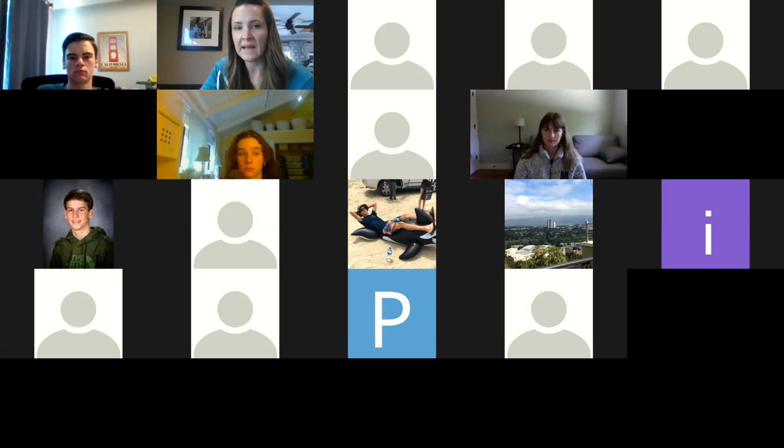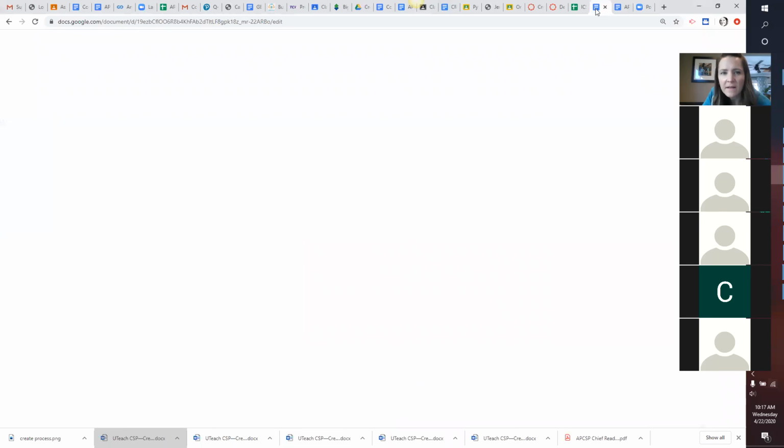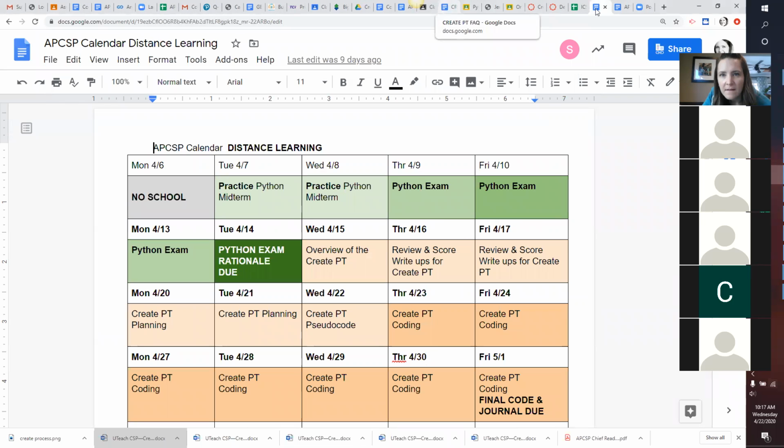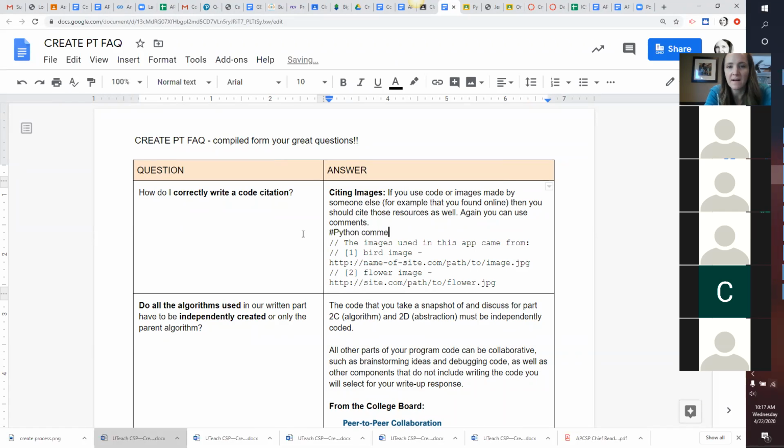In the frequently asked questions document, if you haven't already seen that, it looks like, let me see if I can find it really quick here. There we go. Looks like this. So how do I correctly code a citation? All of these answers I pulled from the College Board. One of the things you can do, I don't know if you recognize this, but when you see these 2 forward slashes, this is actually how you comment in JavaScript. In Python, if you remember, the way we comment is we use a hashtag. So this would be a Python comment.